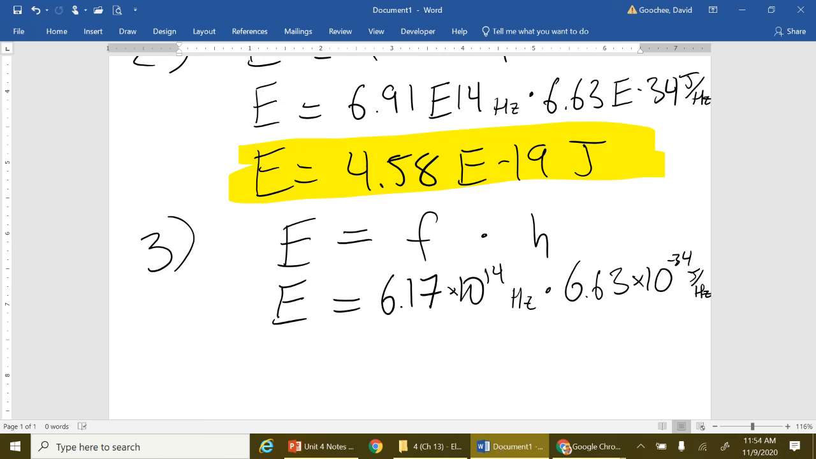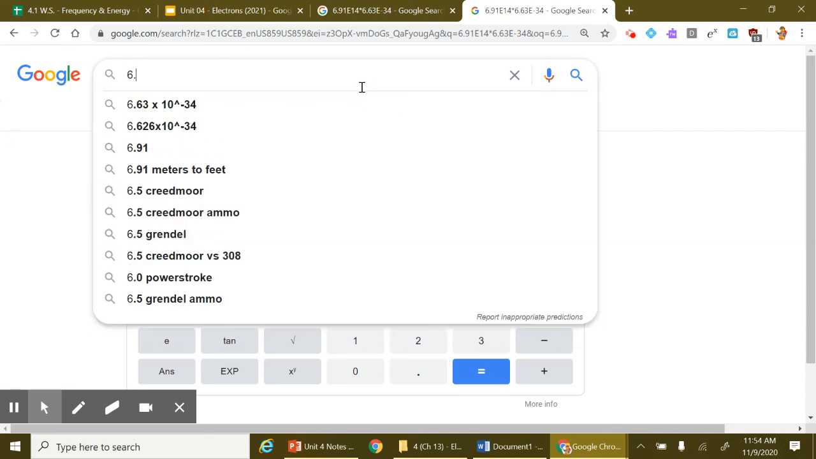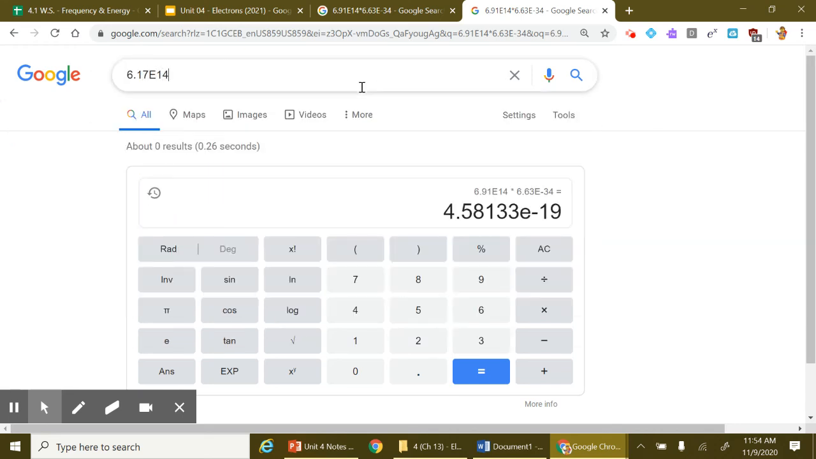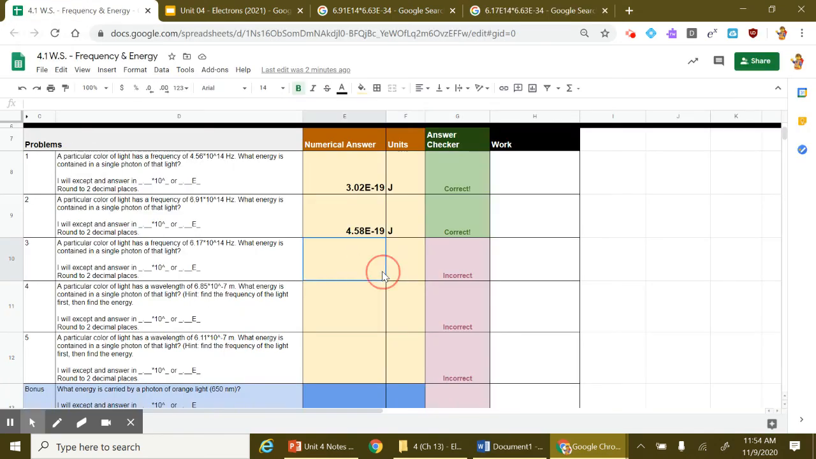Once again, I'm just going to enter this into Google. Here I go. 6.17 times 10 to the 14th, that's the frequency, times Planck's constant, 6.63 times 10 to the negative 34th joules per hertz. And I get 4.09 times 10 to the negative 19th joules.